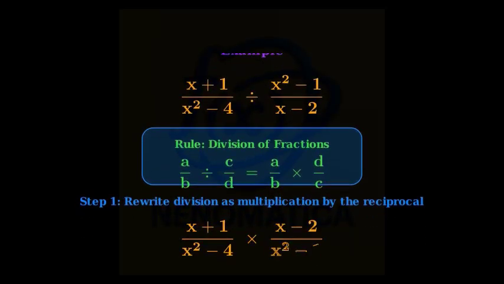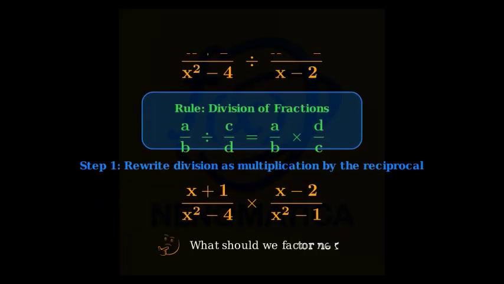Rewrite division as multiplication by the reciprocal. Show the rule, and show the rewritten expression, highlighting the change. Step 2. Factor the denominators and numerators where possible.